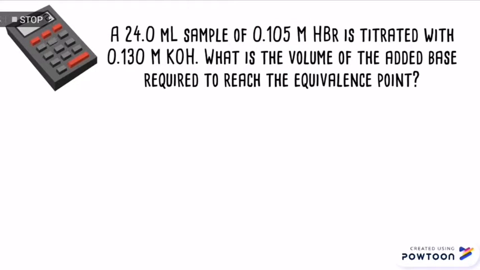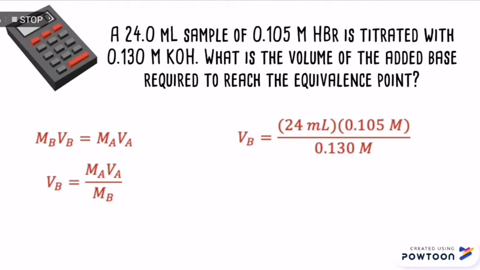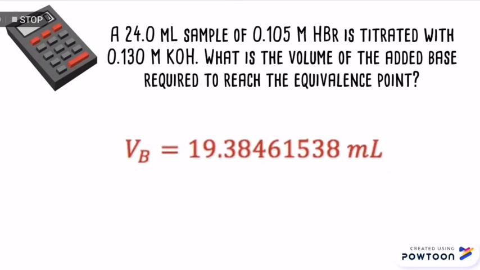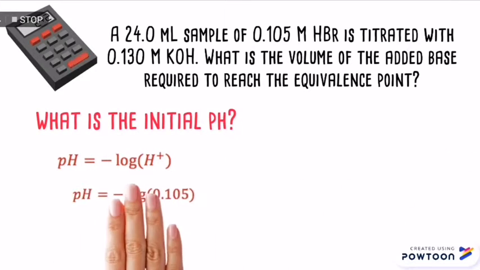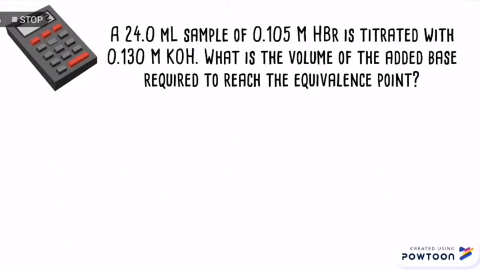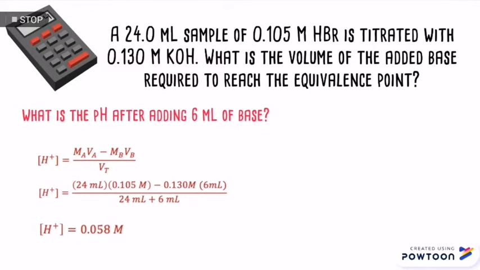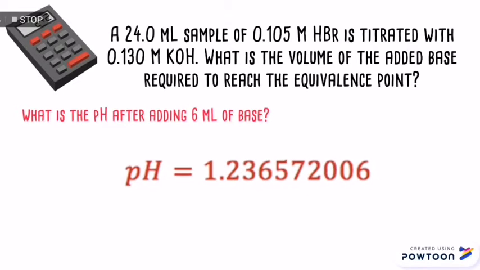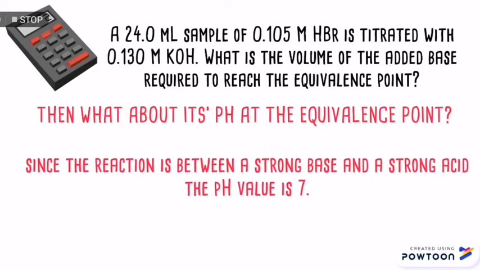A 24 ml sample of 0.105 molar HBr is titrated with 0.130 molar KOH. What is the volume of the added base required to reach the equivalence point? What is the initial pH? What is the pH after adding 6 ml of base? And what about its pH at the equivalence point?